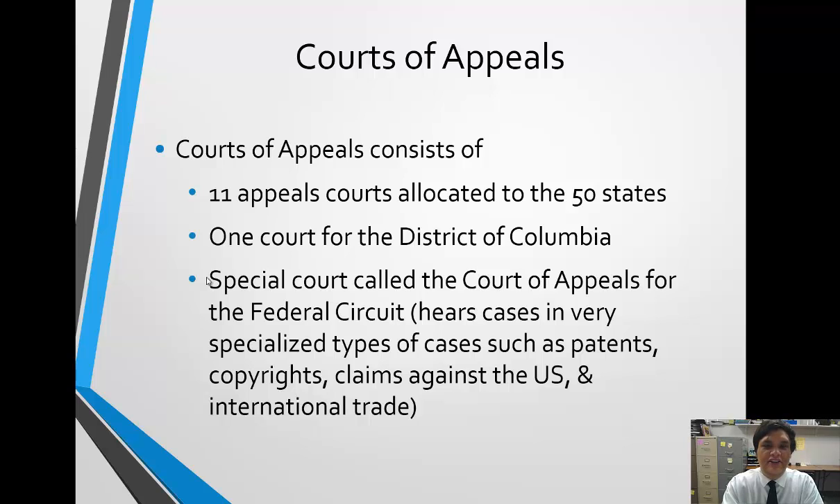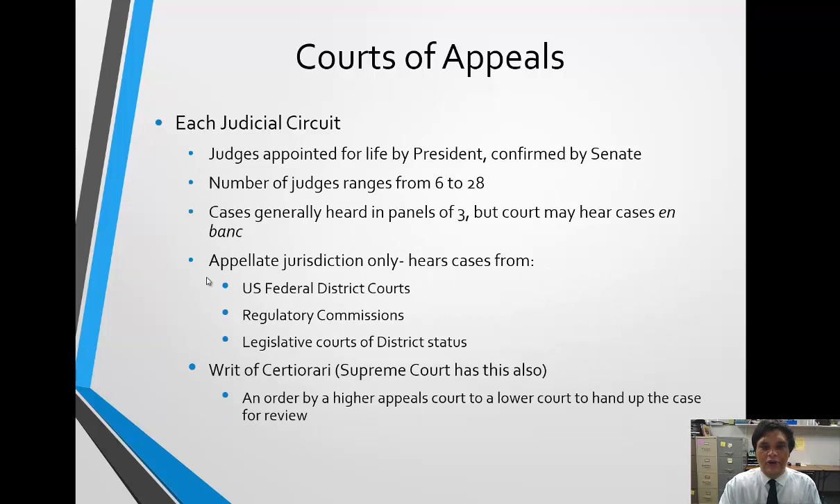They're the ones that are directly under the Supreme Court. Each judicial circuit is also very unique. Judges are appointed for life by the president and, once again, confirmed by the Senate because they're federal judges. The number of judges for each court of appeals ranges from 6 to 28, depending on how big it is or how many states the court of appeals handles.